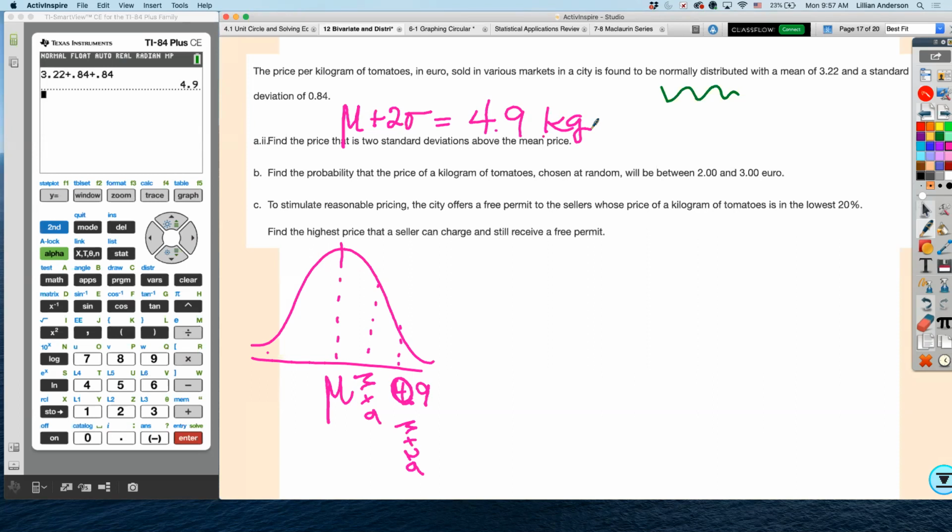Find the probability that the price of a kilogram of tomatoes chosen at random lies between 2 and 3 euros. Oh wait, it's price, not grams. My mistake.